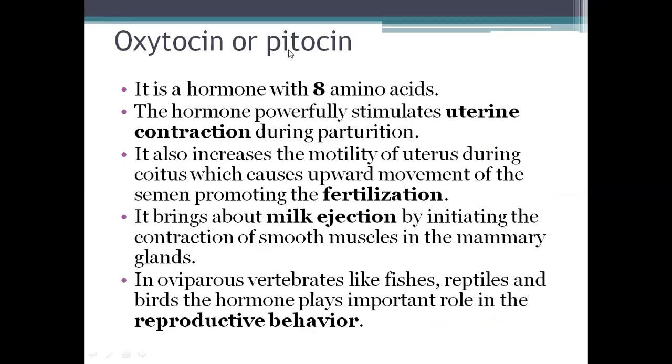Now, another neurohypophyseal hormone is the oxytocin. This oxytocin is again a peptide hormone consisting of 8 amino acids. What is the role of it? There are two important roles. One is during the parturition, it acts on the uterine muscles, resulting in more and more vigorous contractions, resulting in the childbirth. And during the copulation, coitus, it increases the motility of the uterine muscles so that the semen can propel to the ovarian tube and result in fertilization.